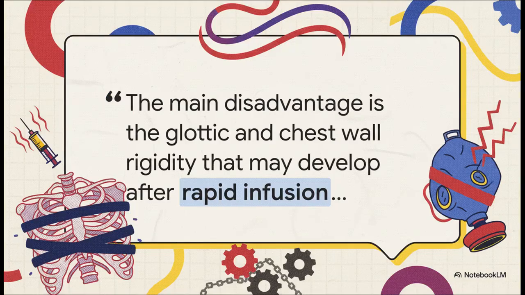And let's just really hammer this point home. If you push a high dose of fentanyl too fast, it can cause this rigid chest syndrome. The muscles of the chest wall literally seize up. It can get so bad that you physically cannot ventilate the patient, not even with a bag mask. This is a true code blue emergency, and you need muscle relaxants on board immediately to fix it.